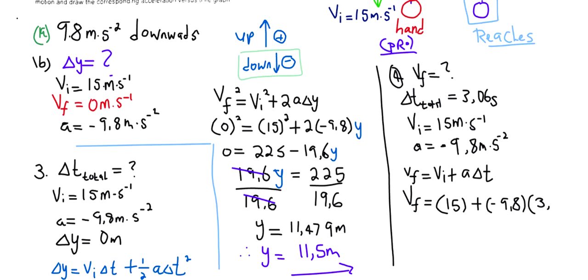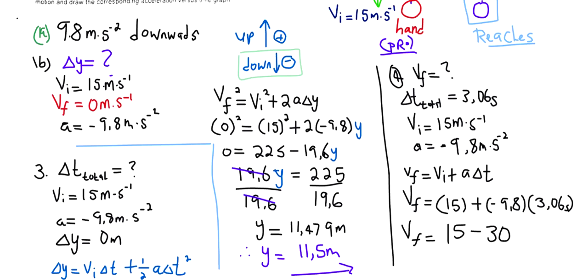So this will be V final, it's equal to, as you have here, that is going to be 15. Positive times negative, that is going to be minus. And then now let's calculate 9.8 multiplied by 3.06. So I'm getting, look at this, I'm getting 29.288. So it's roughly 30. You get to see that.